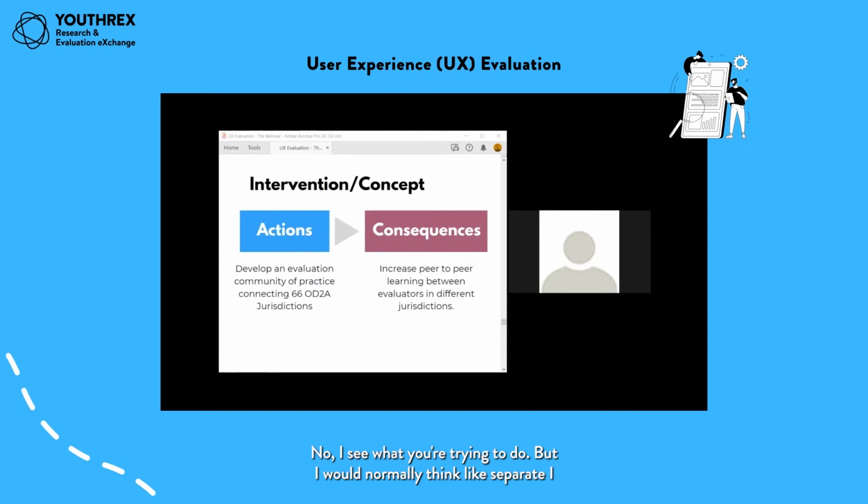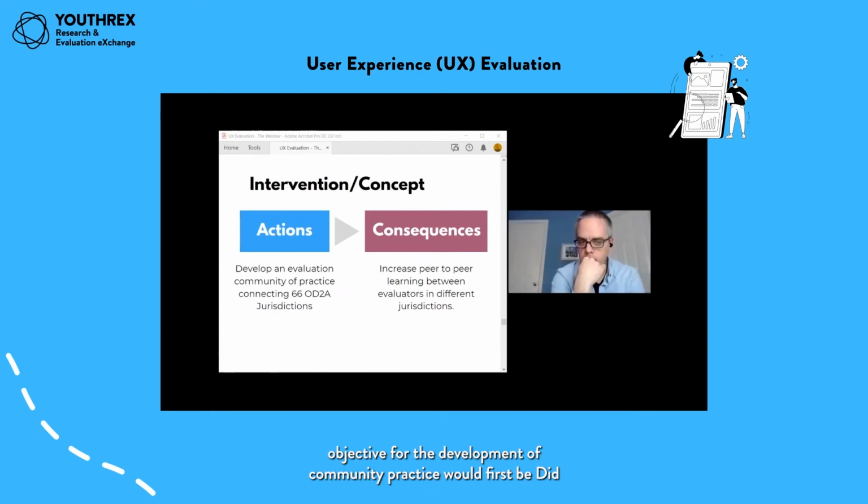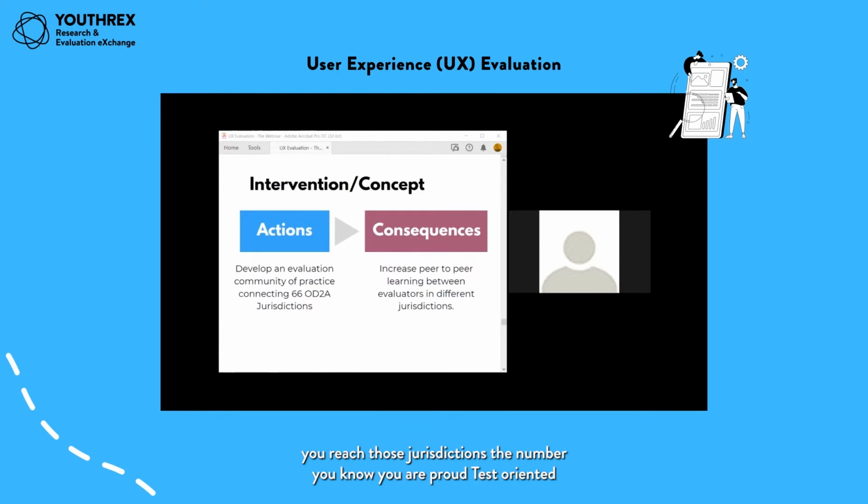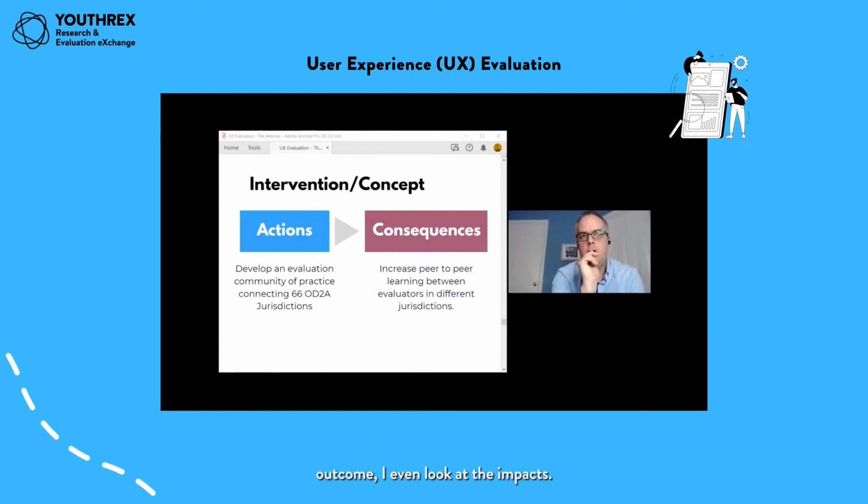No, I see what you're trying to do, but I would normally think of it separately. I would think there would be objectives for the community of practice before you even look at their impact. I would think an objective for developing the community of practice would first be, did you reach those jurisdictions? The number, the more process-oriented outcomes, before you even look at the impacts.